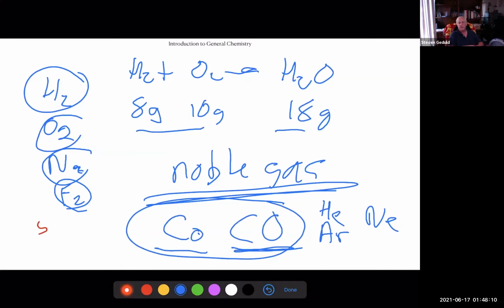That's a metal. So when you're dealing with the periodic table, it's real important. If it's one letter, it's capitalized. If it's two letters, the first letter is capitalized. The second letter is lowercase. Does that make sense? So don't make that mistake.